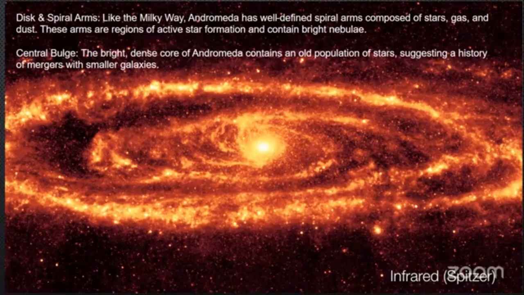These arms are regions of active star formation and contain bright nebulae. Now, it also has a central bulge. Let me show you the central bulge in the infrared spectrum. This contains a concentration of old stars, suggesting a history of mergers with smaller galaxies.